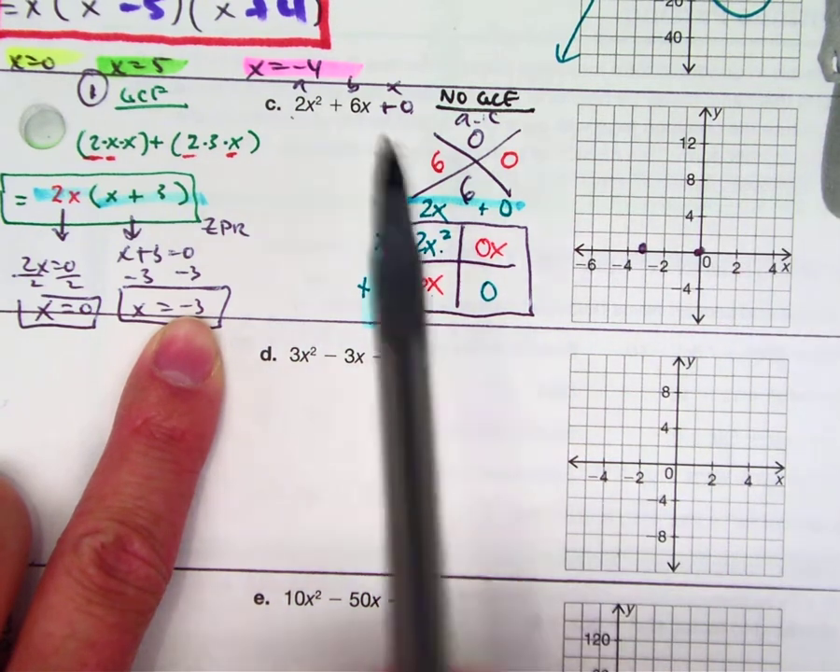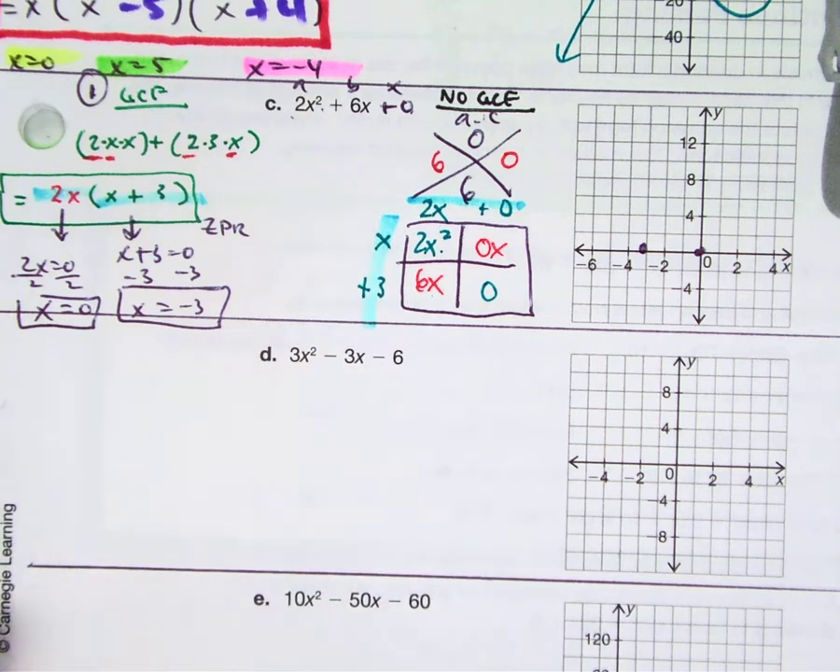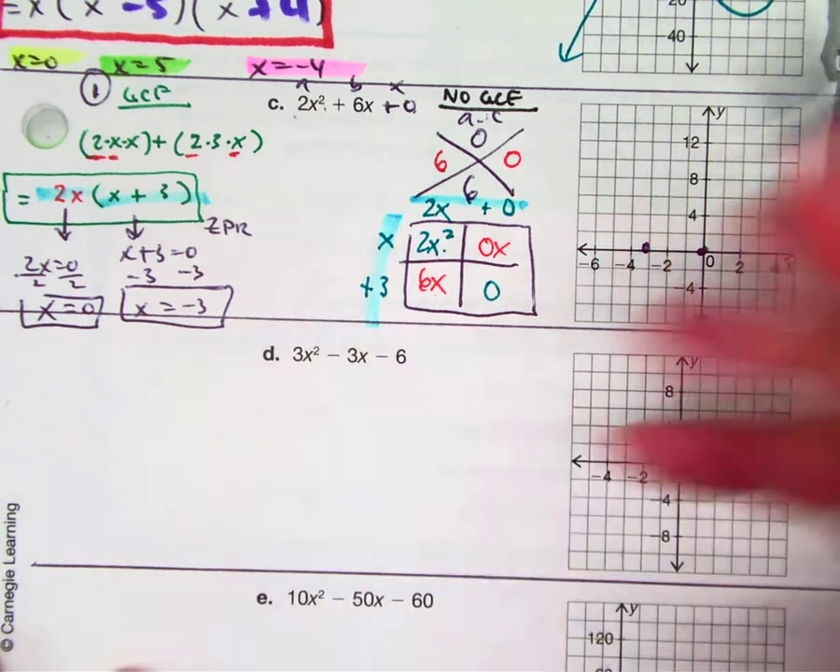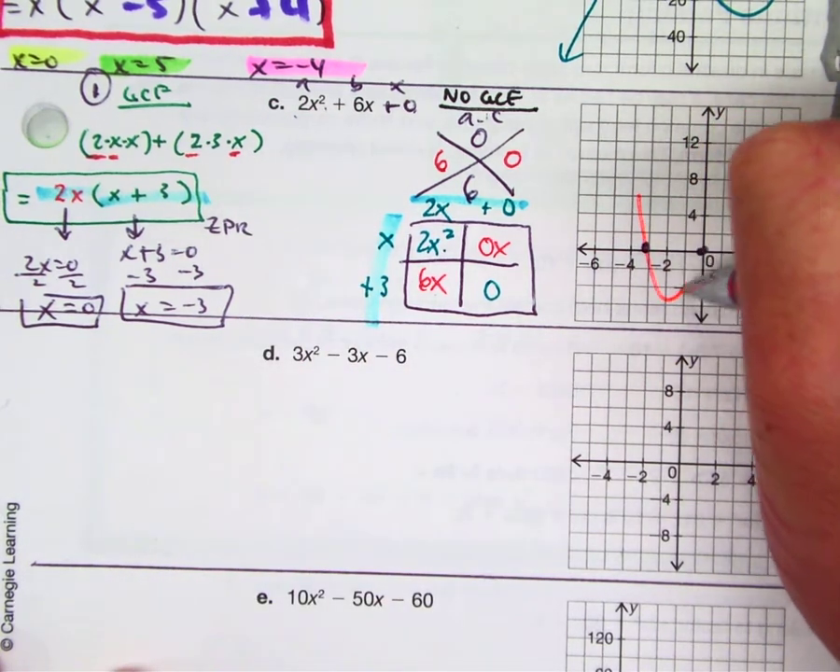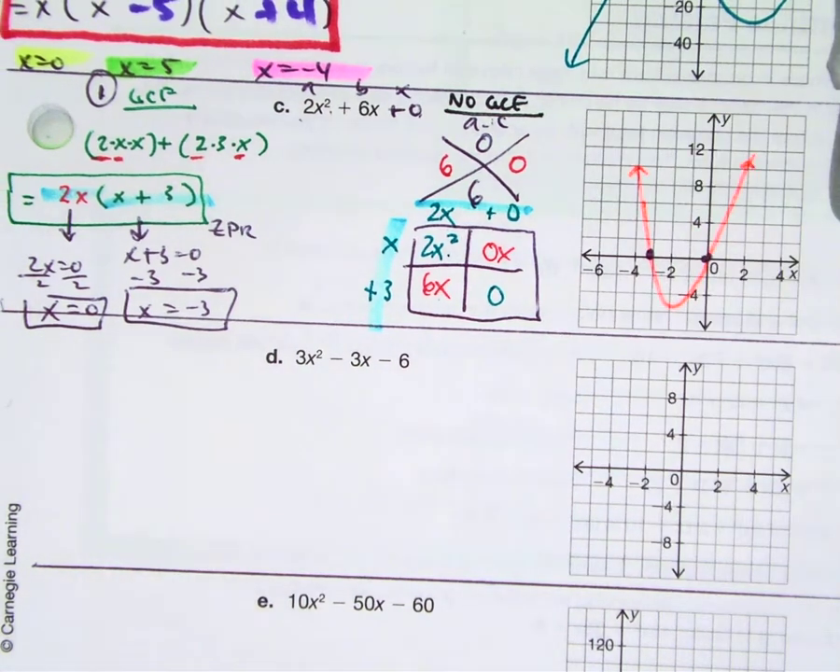We're reminded of our function family. This is a power of 2, so this is going to be quadratic. My a value here is positive, so it's going to be opening up. Raise your hand if your graph looks like that.